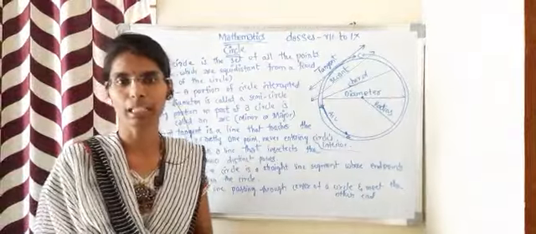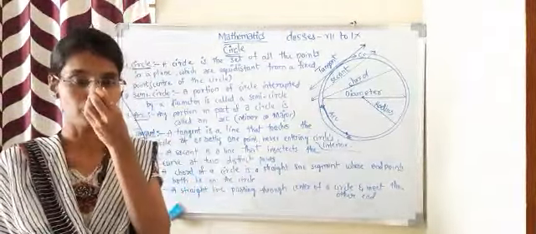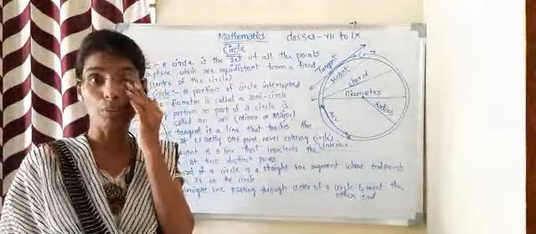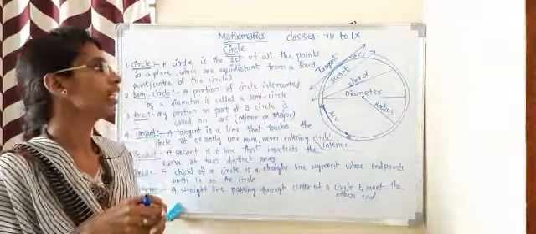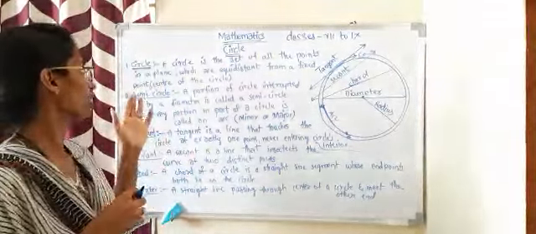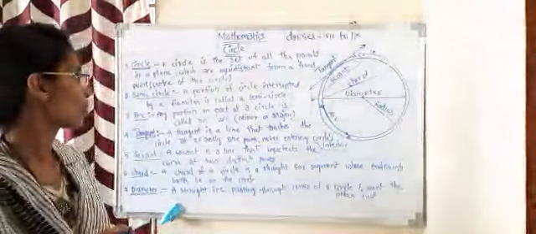In this video we will be learning about circles. As we know, a circle is a figure which is round in shape. So let's see the definition of the circle first. A circle is a set of all the points in a plane which are equidistant from a fixed point.